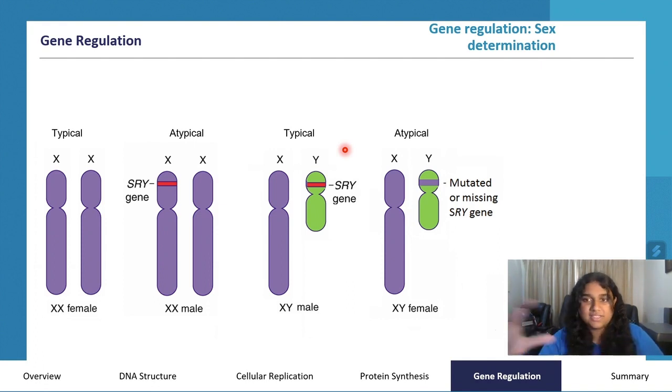So if any of you guys have done grade 10 biology, you would know about dominant and recessive genes. These chromosomes can carry the same kind of gene, but one chromosome may carry the dominant version of the gene, or the dominant allele, and the second version of the gene may carry the recessive allele.